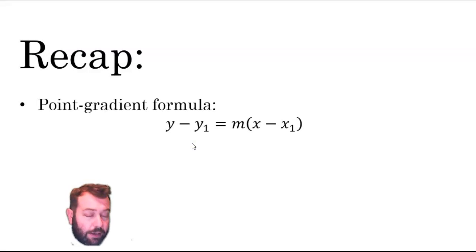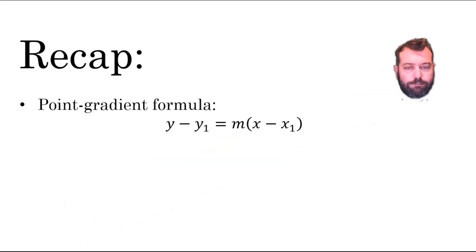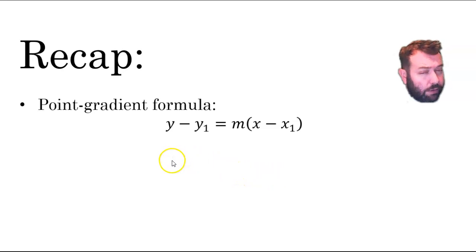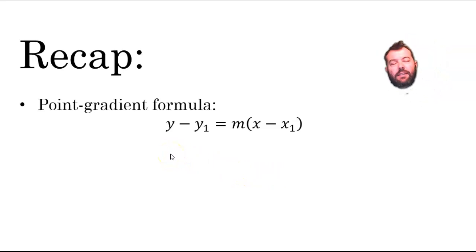So that's it. Let's just recap the things that we looked at today. The point gradient formula: y minus y1 equals m into x minus x1. Get used to it. We're going to use it a lot. It's pretty handy. It makes things a little bit more efficient, a little bit faster, and as I say, you'll use it a lot. Okay, point gradient formula.